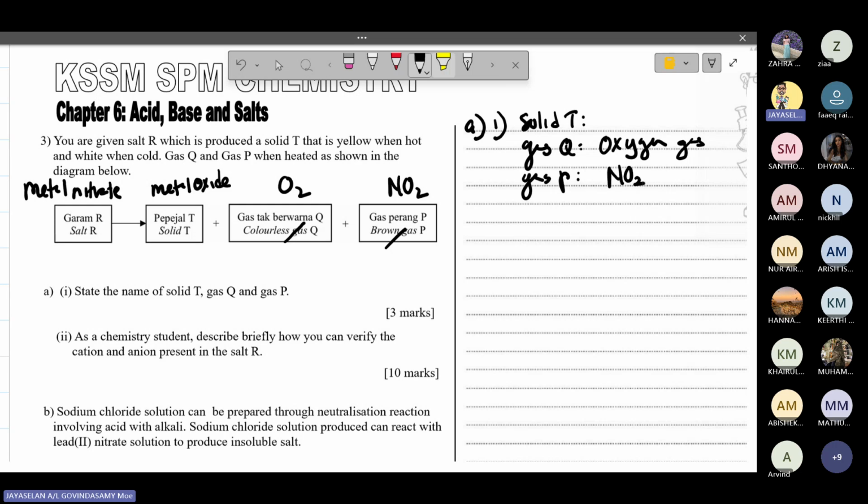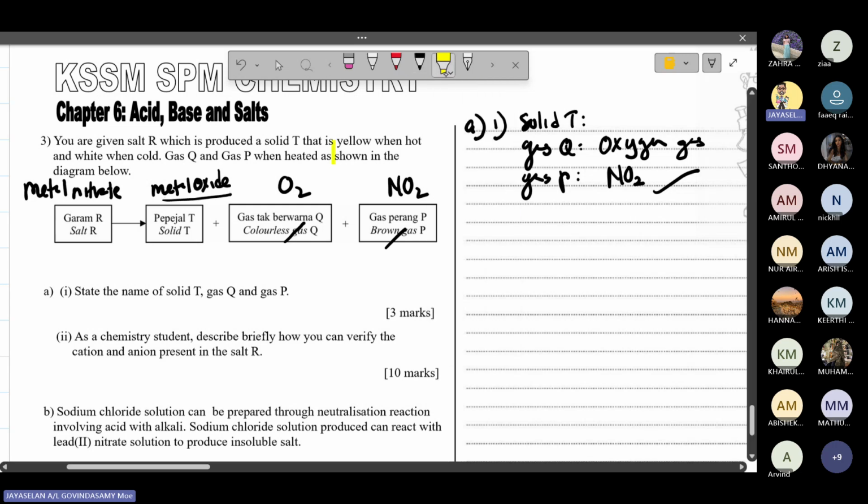You write symbols like this, it is accepted in the exam. Okay, this one is accepted. So nitrogen dioxide. I want to find solid T, metal oxide, right? I don't know. You look at the question, it must be given. Look, yes, it must be solid T, when hot yellow.